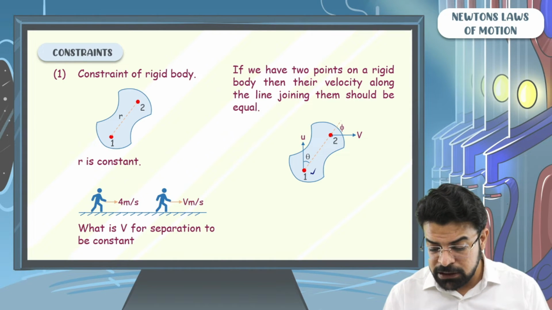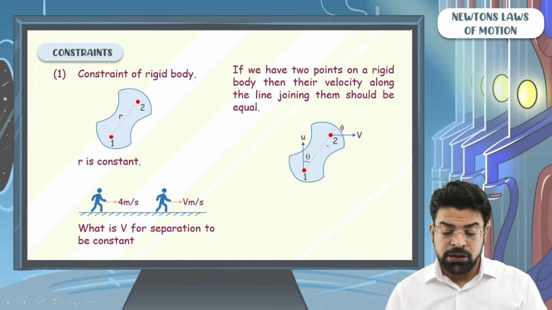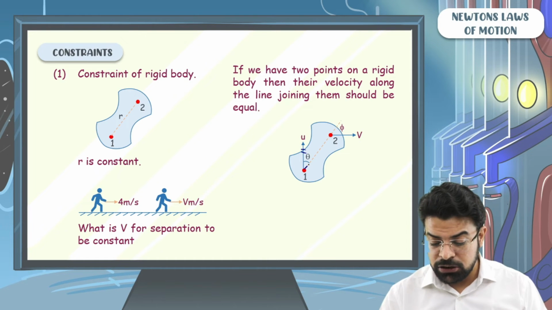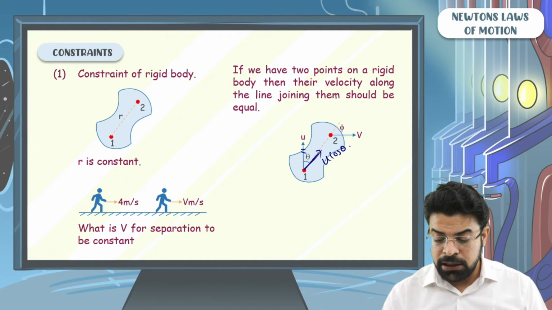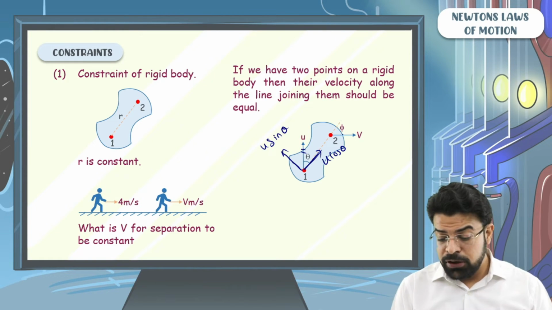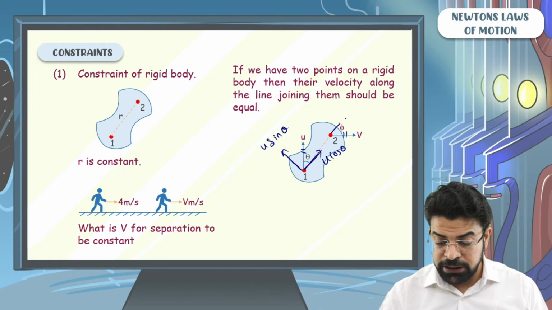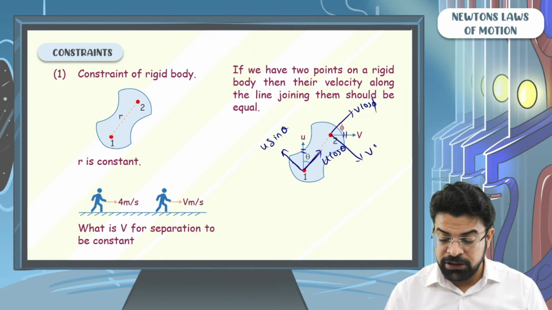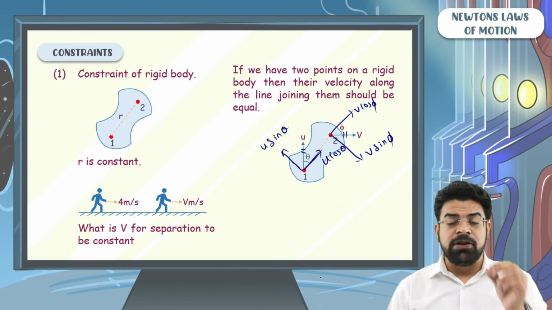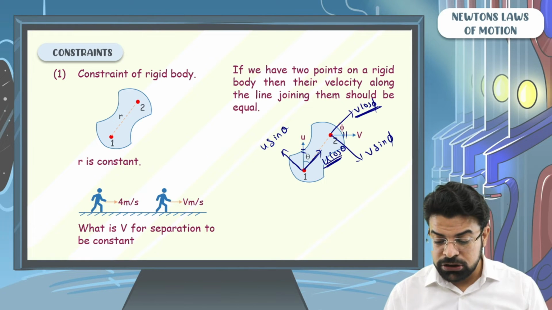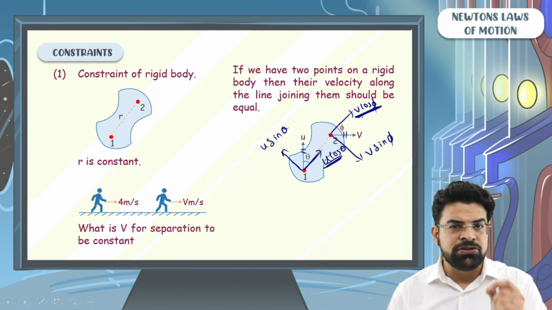So if both the particles should have the same velocity along the line joining them, we can break down these velocities into components. The component of velocity of the first particle along the line joining them will be u cos theta, and the component perpendicular to the line joining them will be u sin theta. Similarly, the component of velocity of particle 2 along the line joining them will be v cos phi, and the component perpendicular to the line joining them will be v sin phi. If we want the separation between particle 1 and particle 2 to be constant, then their velocity along the line joining them should be equal. So u cos theta has to be equal to v cos phi, and this is the constraint of rigid body.